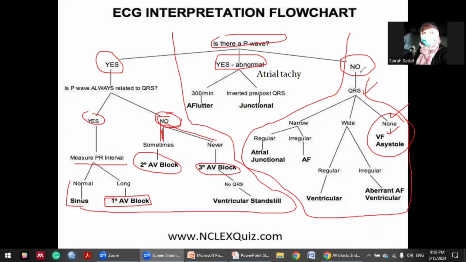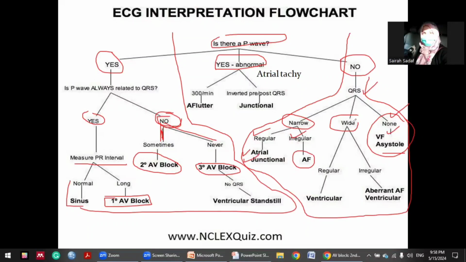Now, when there is no P wave, you have to look for the QRS complex. Is the QRS complex present or not? If it is not present, then it may be VF or it may be asystole. Asystole is really a straight line. Now if the QRS complex is there, is it a narrow complex or a wide complex? If it's a narrow complex, you have to look for a regular or irregular rhythm. If it is irregular, it may be atrial fibrillation. And if the narrow QRS complex is regular, it may be atrial tachycardia or it may be junctional rhythm.